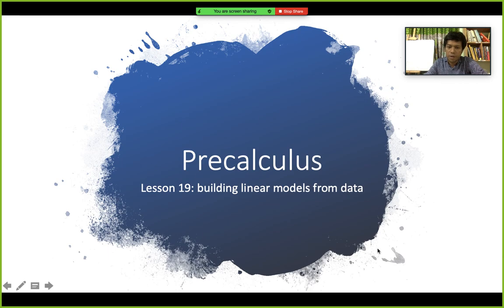This is called modeling, because a model means some algebraic form, some algebraic equation, some algebraic function that will represent the real life situation. That equation or function is called the model. Okay, so we will develop that.